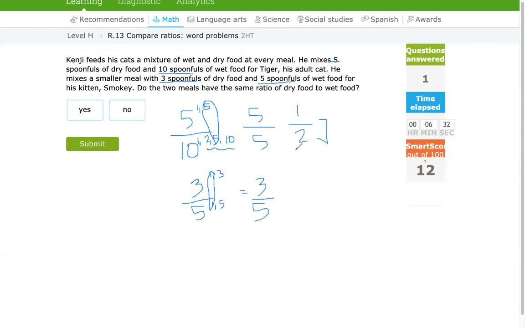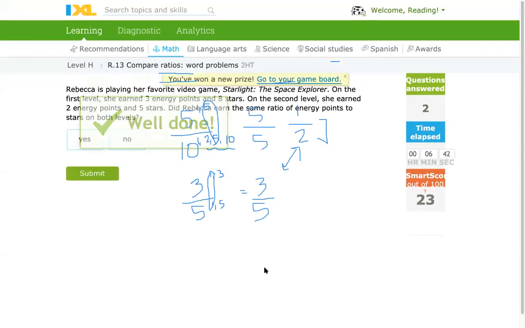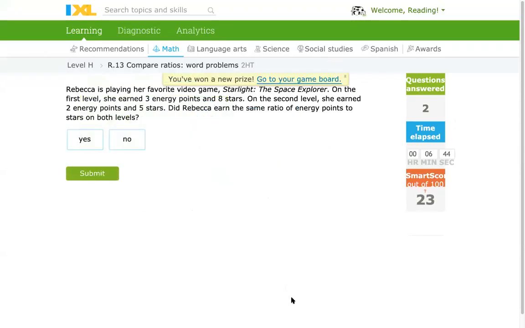So are these the same ratios? Yes or no? The answer is? No. They are not the same ratio. All right, let's do one more before we move on to science and looking at ratios via science. This is the last one. Go ahead and take time to read it and then share your answers with me.